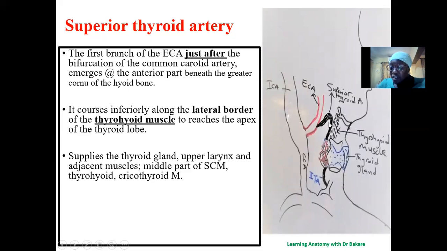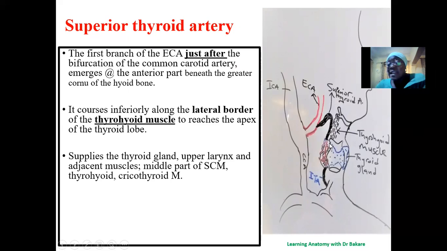So it also gives off branches to supply the upper part of the larynx. The larynx is somewhere around here. Then we have adjacent muscles around this area that it also supplies. It also supplies the middle part of the sternocleidomastoid muscle, the cricothyroid, and also the thyrohyoid muscle that it runs along. So it gives off small branches to supply structures around this region, even though the superior thyroid artery is the main artery that emerges from the external carotid artery. As it runs down, it gives off small branches to supply structures around that part.